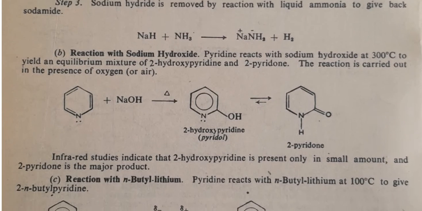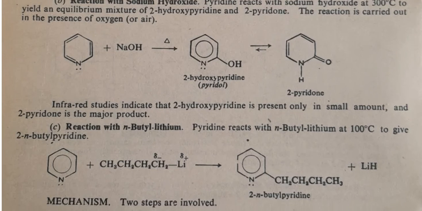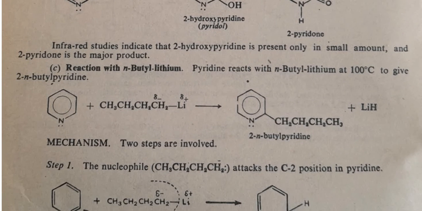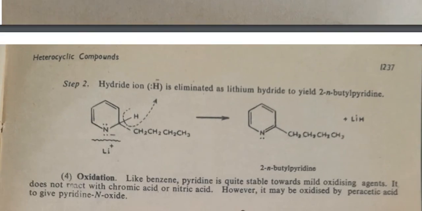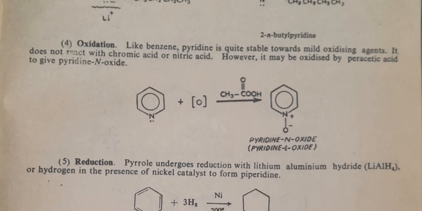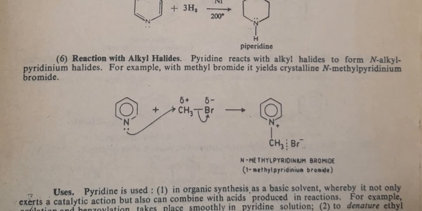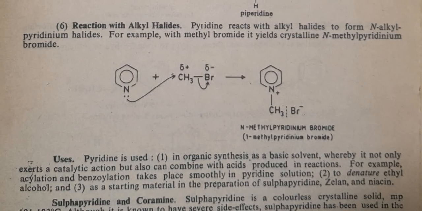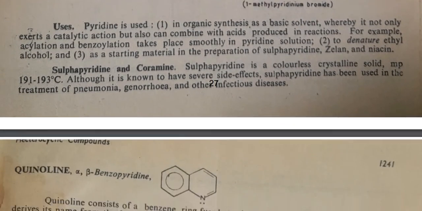Now you can see pyridine reacts with the base to give 2-hydroxypyridine, 2-pyridol. Reaction with n-butyllithium gives 2-n-butylpyridine. This is the mechanism. On oxidation, you get pyridine N-oxide. On reduction, piperidine. Reaction with an alkyl halide gives N-methylpyridinium bromide, and it has a lot of uses.